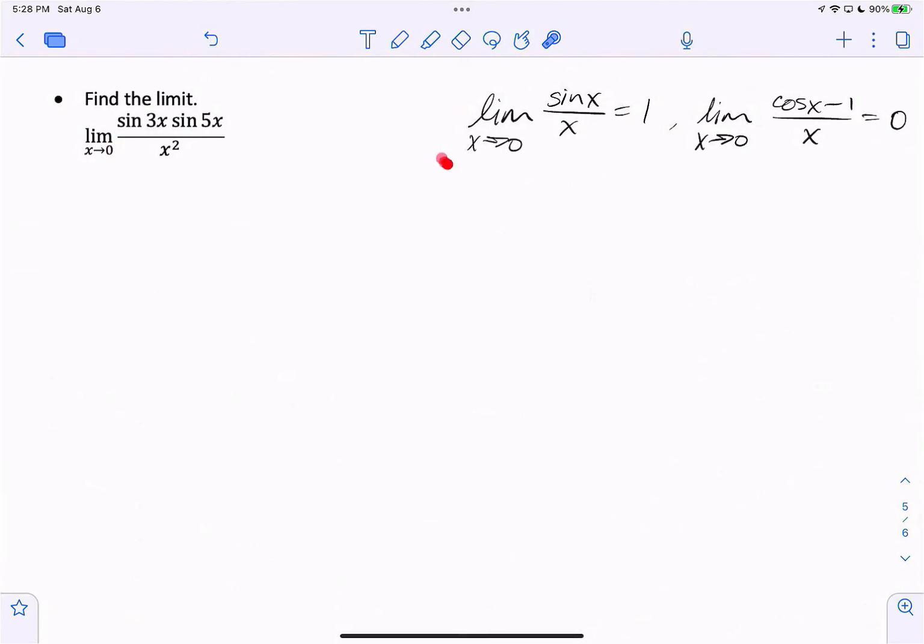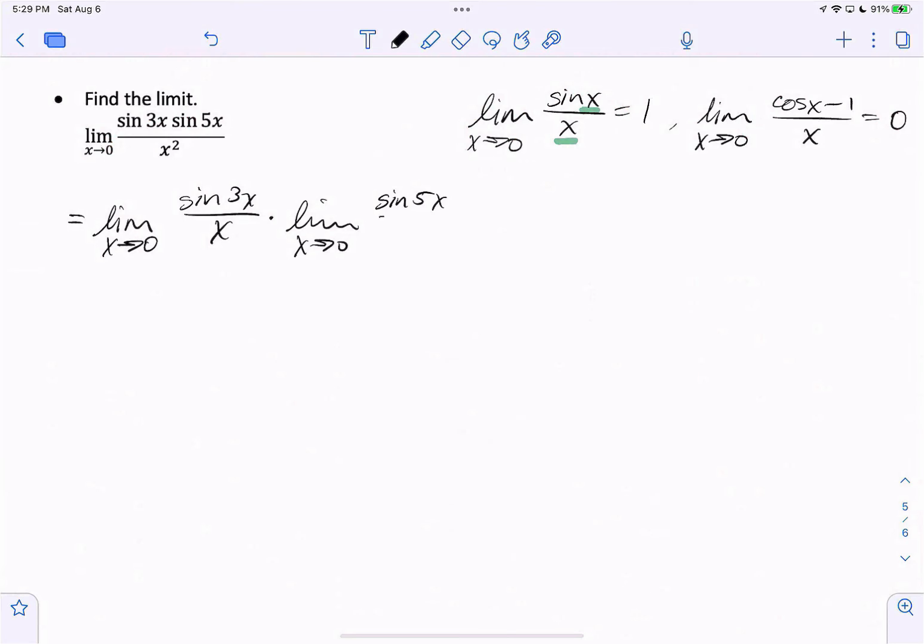Notice that in the limit equation for the sine function, we have the sine of x over x. And what I want to point out here is that the argument in the numerator, the sine of x, is the same as the denominator, x. I'm going to make an assumption here that both limits exist, and I'm going to use the limit law that says I can apply a limit to the factors of a product. So the limit as x approaches 0 of the sine of 3x over x, I'm splitting up the x squared, times the limit as x approaches 0 of the sine of 5x over x.